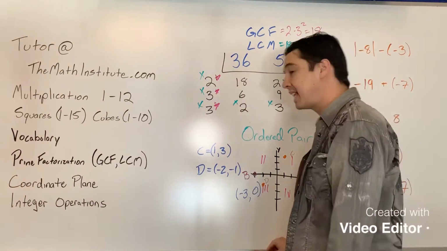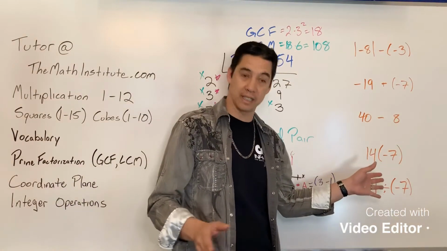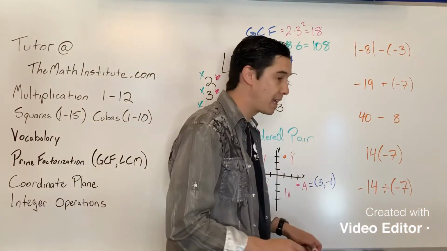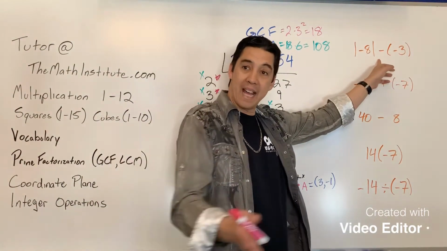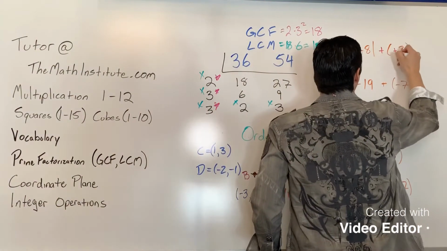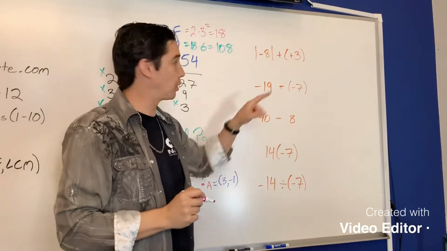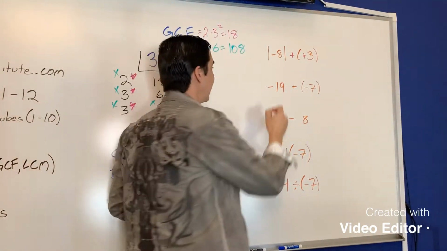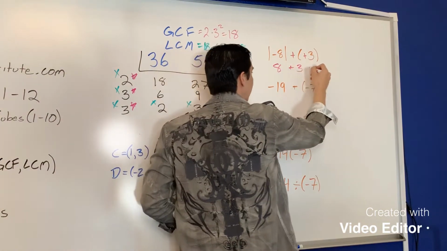And then finally, the last thing we talked about last week is integer operations. So let's take a look at that. First of all, subtraction is simply adding the opposite. And now the absolute value is the distance from 0. So the absolute value of -8 is 8 plus 3 is 11.